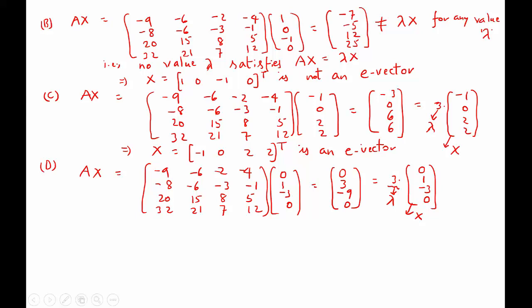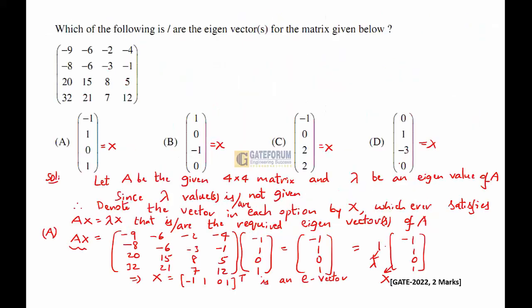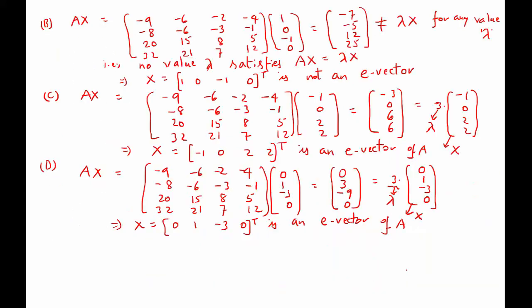The first one is, you know that lambda value 1. So option D is also, that is x is equal to 0, 1, -3, 0 transpose, an E vector of the matrix A. So like that, this is also an E vector of matrix A. So finally, A, C, D.